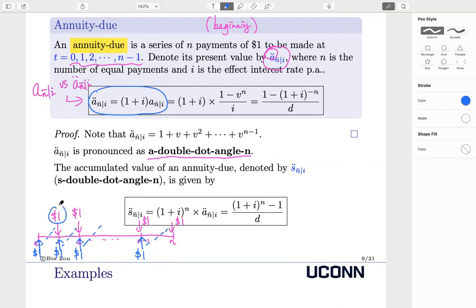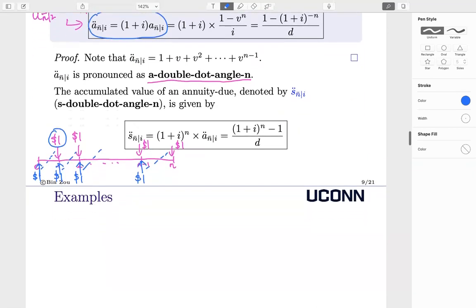If this payment times the 1 year accumulated factor, what I get is exactly the blue one, right? When you do the discounting, okay? So that's why, once you have the first formula, this one is very straightforward, okay? Of course, we don't need that. It's a simple mathematical proof.